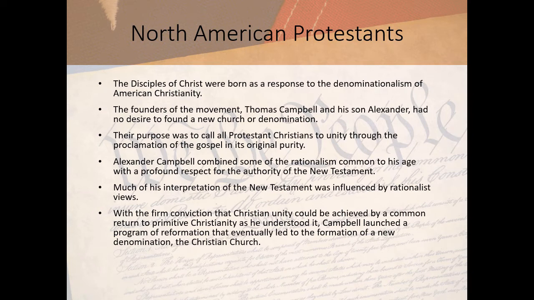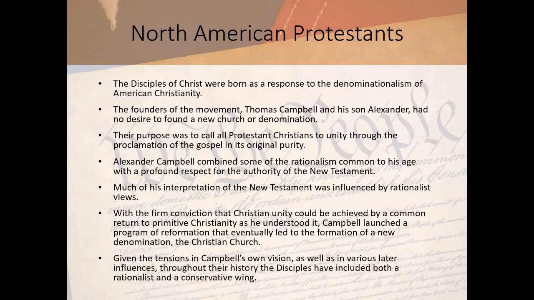So this is the Disciples of Christ, or the Christian Church. It's a group that was founded as a reaction against denominationalism that became its own denomination. So that's ironic, but also kind of predictable. Given the tensions in Campbell's own vision, as well as in various later influences, throughout their history the Disciples have included both a rationalist and a conservative wing, and in a lot of ways, most of the denominations have done that as well. But all have been characterized by their interest in Christian unity. So a desire for Christian unity launches a movement that then divides itself out.